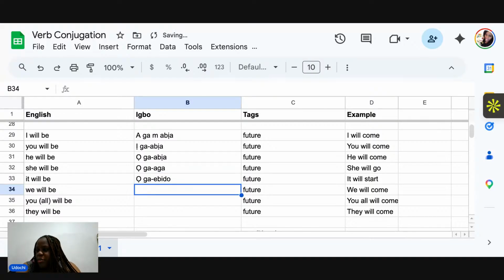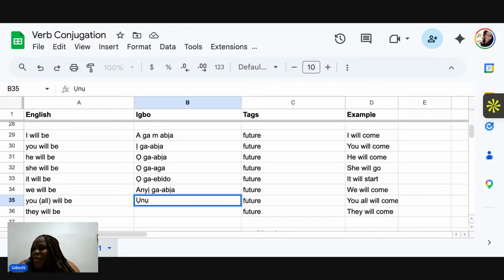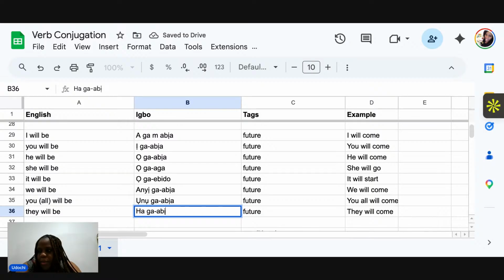We will come. Anyị ga-abịa. You all will come. Unu ga-abịa. They will come. Ha ga-abịa. All right, cool.